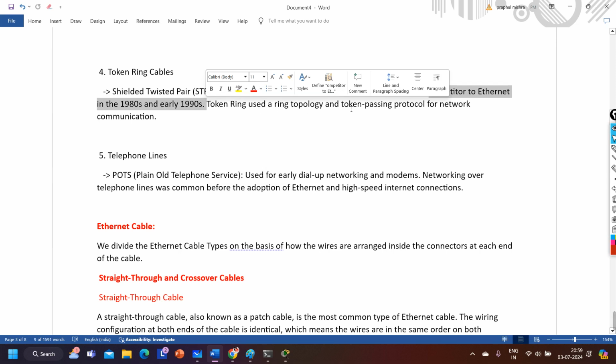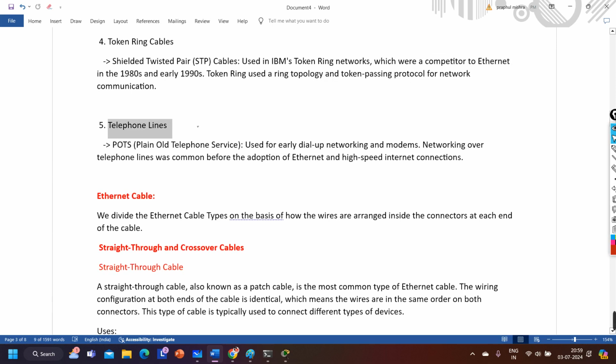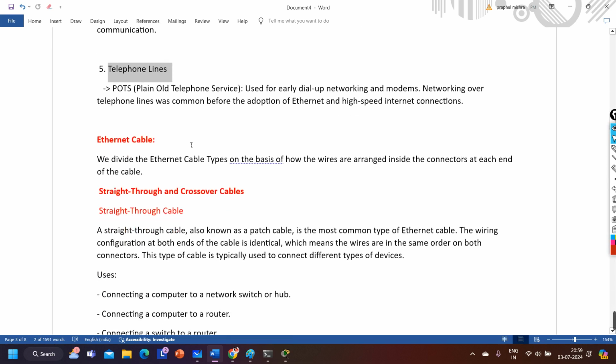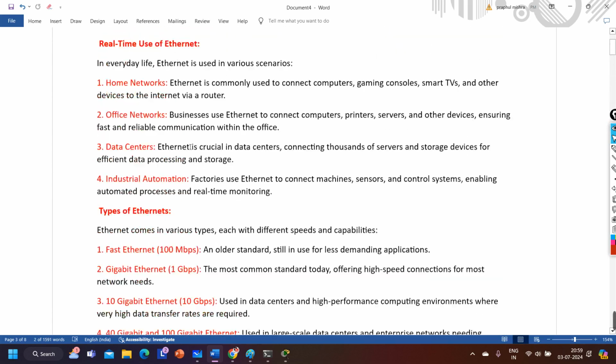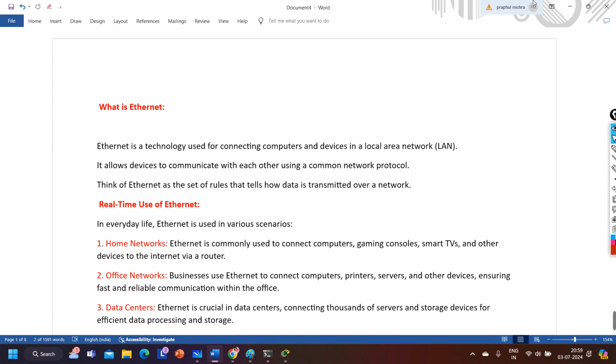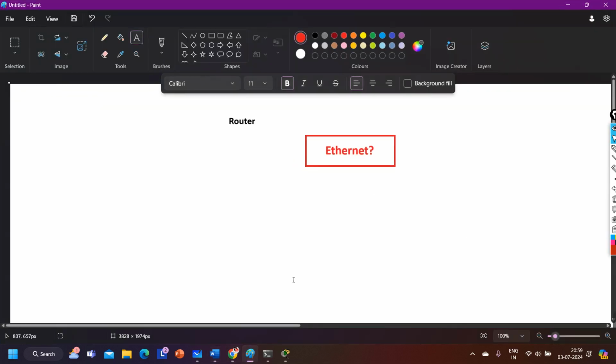Token ring used a ring technology and a token passing protocol for network communication. After that, guys, we had telephone lines as well. So we were using that cable also to connect devices together. Okay, so leave it, you don't need to learn all those.